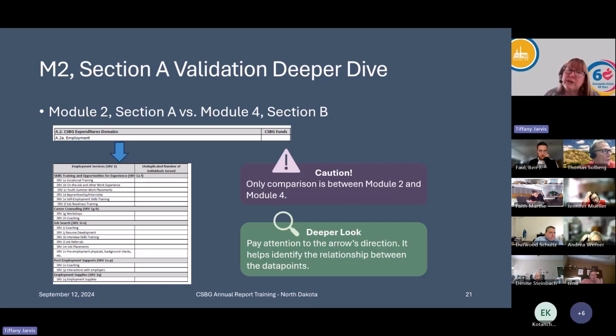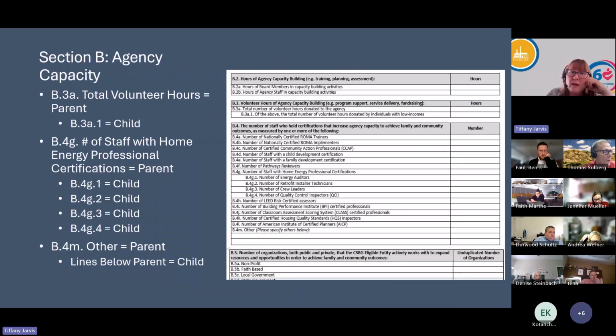If you have something in your CSBG expenditures, then we would expect logically that something would be in employment services. We don't know which one. We're looking at it as a whole. So that arrow matters. So agency capacity is section B. So we've got a couple of parents and children here.